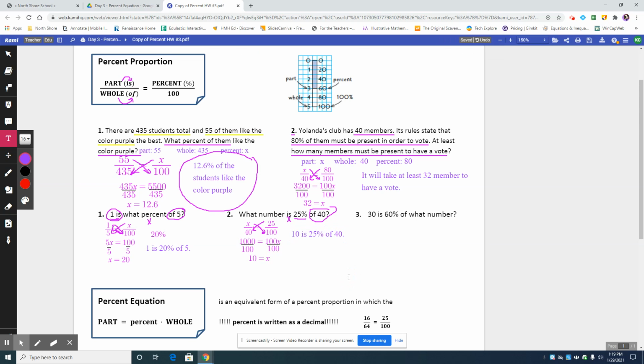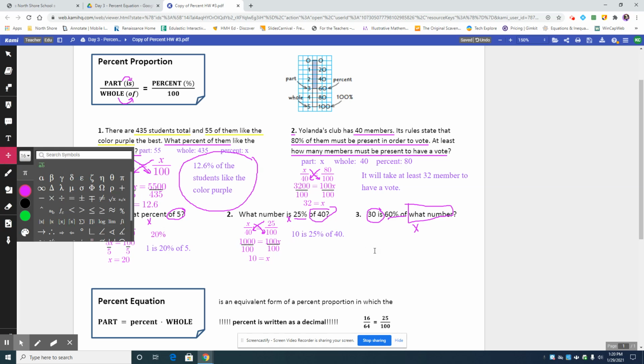Very simple. Already number 3, we're going to go ahead and read it. It says 30 is, so 30 is our is, 60% of what number? So we don't know the of. So is over of, or part over whole, equals percent over 100. So our is 30 over our of unknown equals our percent of 60 over 100. Pause the video, cross multiply and solve. Let's see how you do.